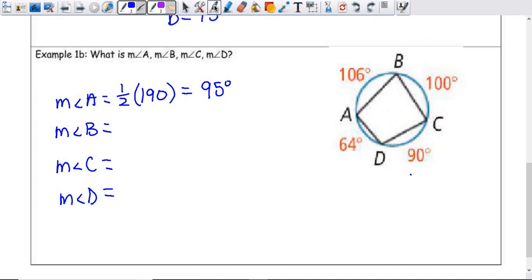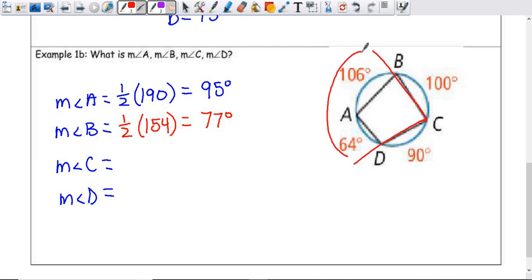All right, now we're going to look at B. It uses these chords, so I need to use 64 and 90 as the whole arc that angle B uses, which makes 154. So I am finding half of 154, and that is 77 degrees. Angle C uses this chord and this chord. So I need to add 64 and 106 to be the whole arc. That adds to 170. So then I half that whole arc and I get 85 degrees.